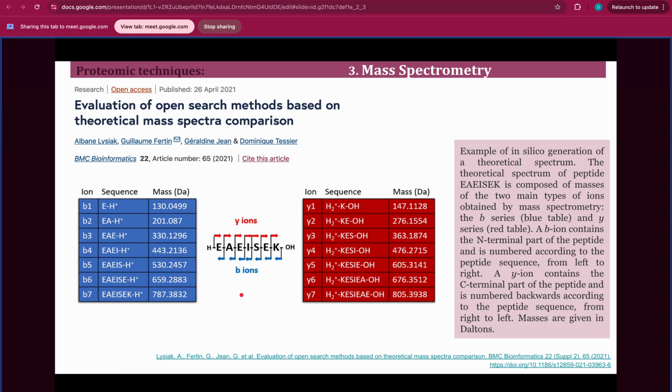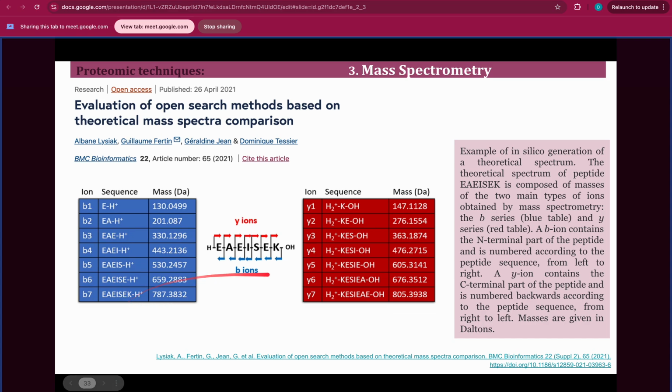For example, I have the information of B6 and B7, and I want to know the molecular weight of my 7th amino acid, that is K, which is present in B7. If I want to know the molecular weight of my lysine, what I can simply do is subtract B6 from B7, which will give me the molecular weight of lysine, that is K. So I can simply subtract 659 from 787, and it will give me the molecular weight of lysine.